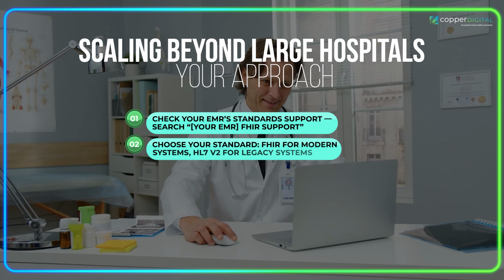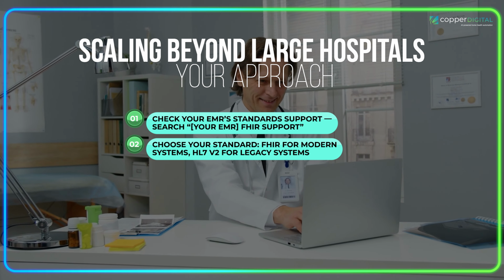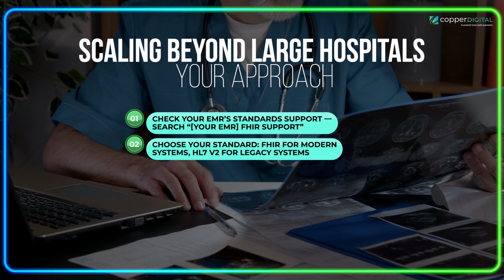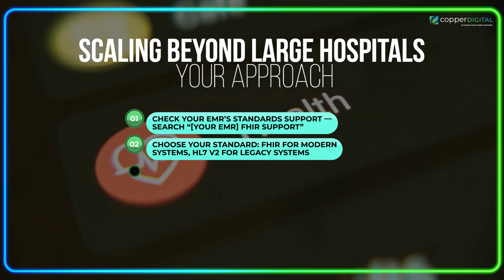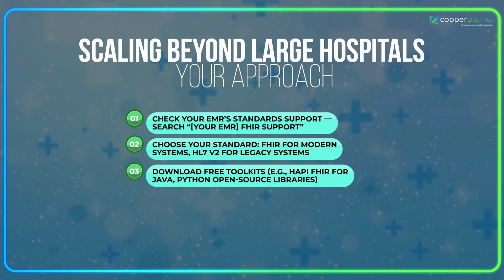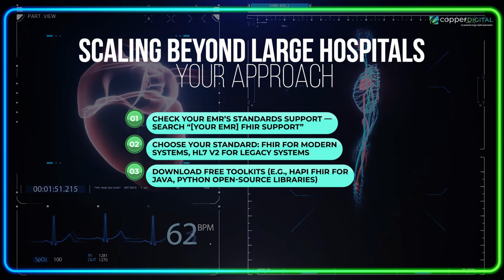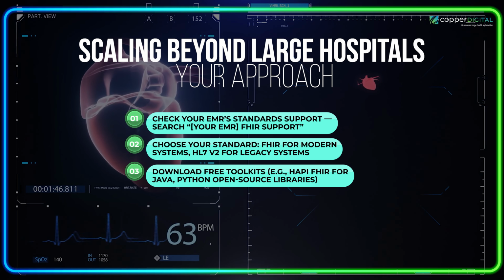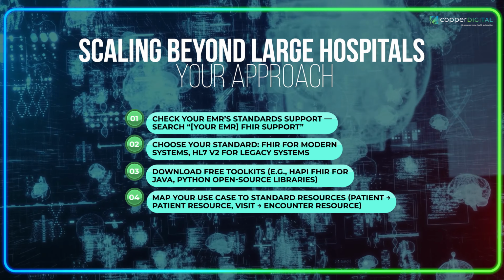Choose your standard. FHIR is for modern systems and HL7 version 2 is for legacy systems. Download free toolkits. HAPI FHIR for Java is a great option. Python has multiple open source libraries as well. Map your use case to standard resources.